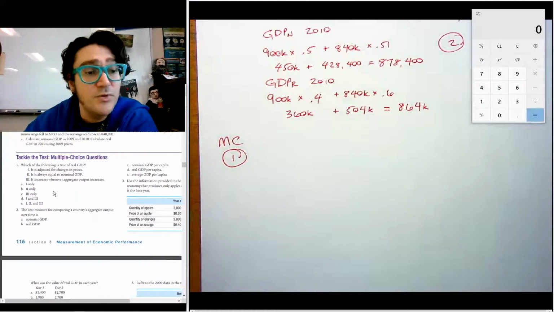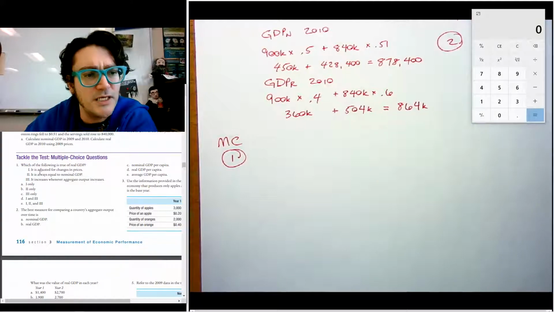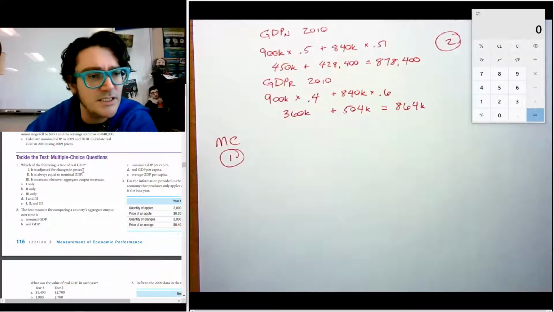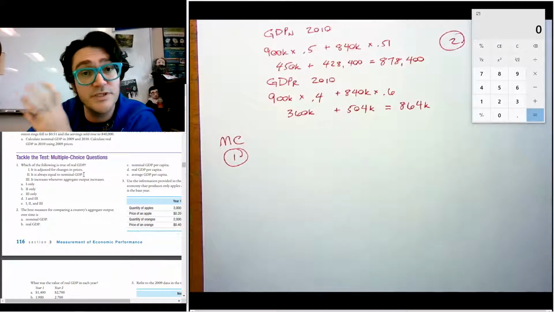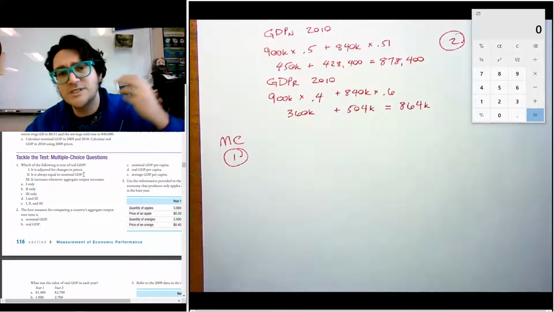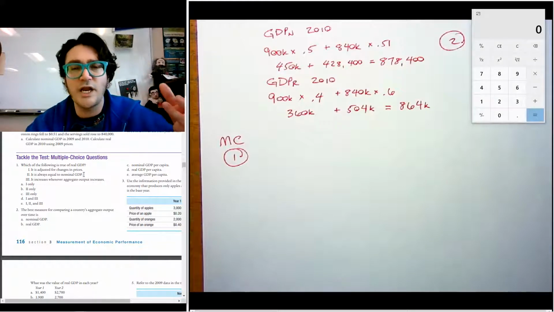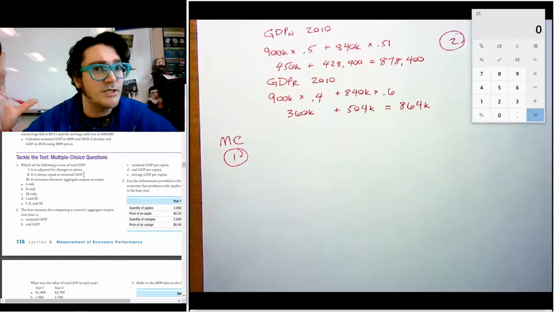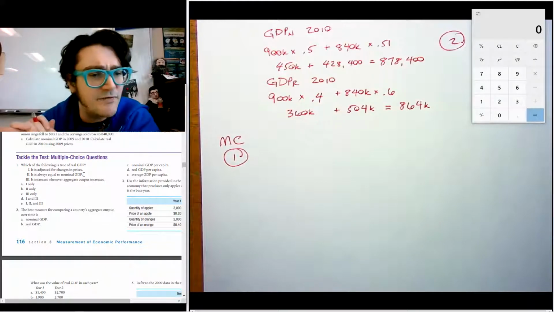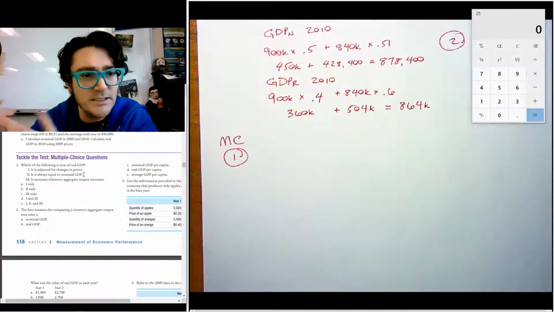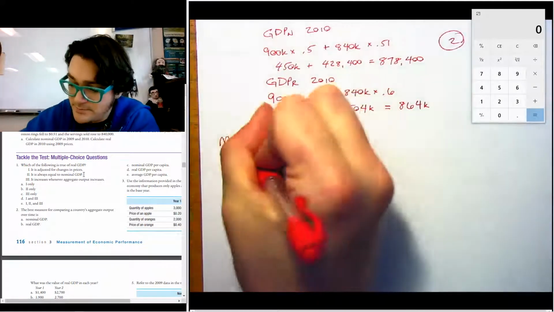Which of the following is true of real GDP? It is adjusted for changes in prices. Yes. It is always equal to nominal. No, it's almost never. It's only equal in the base year when you're using the same year's prices. Like if you're asking what's the real GDP for 2020 using base year 2020, then it's the same as the nominal, but that's the only time. It increases whenever aggregate output increases. Well, that is true because it's not affected by prices. It's just the output. So 1 and 3 is D.